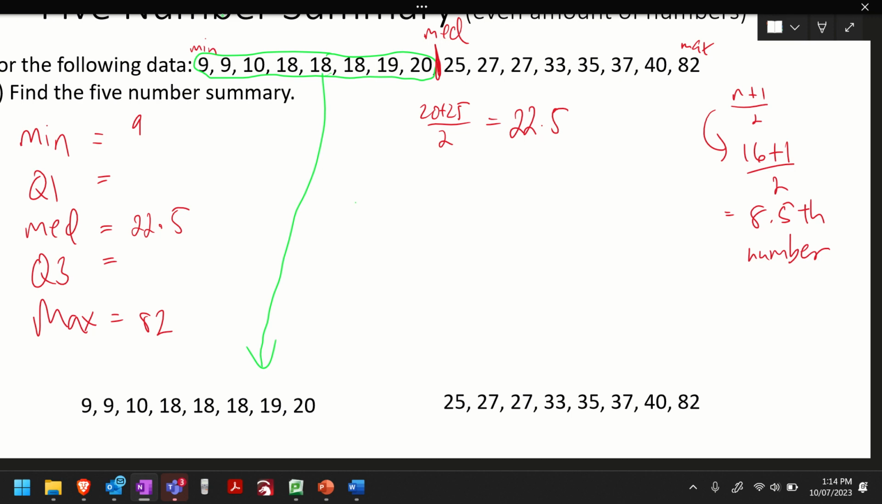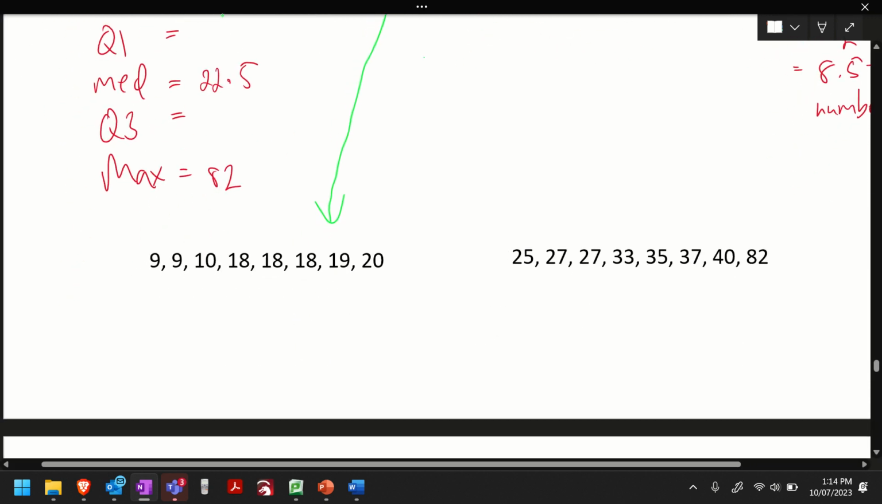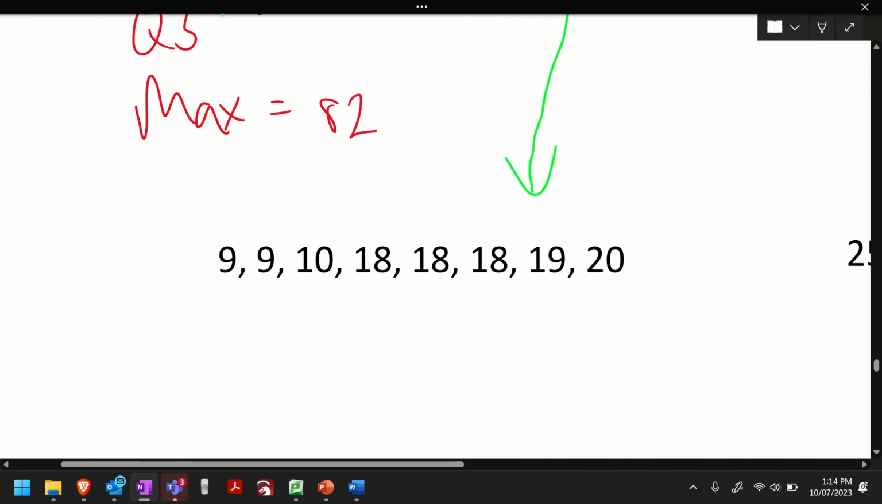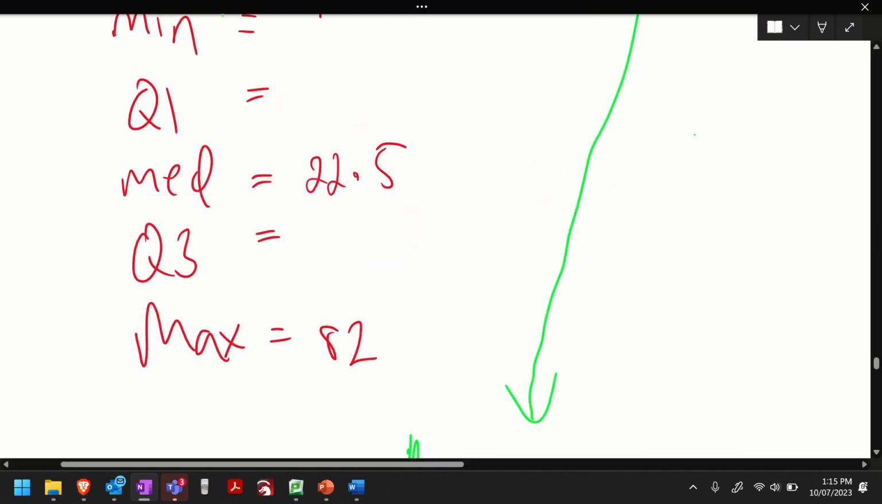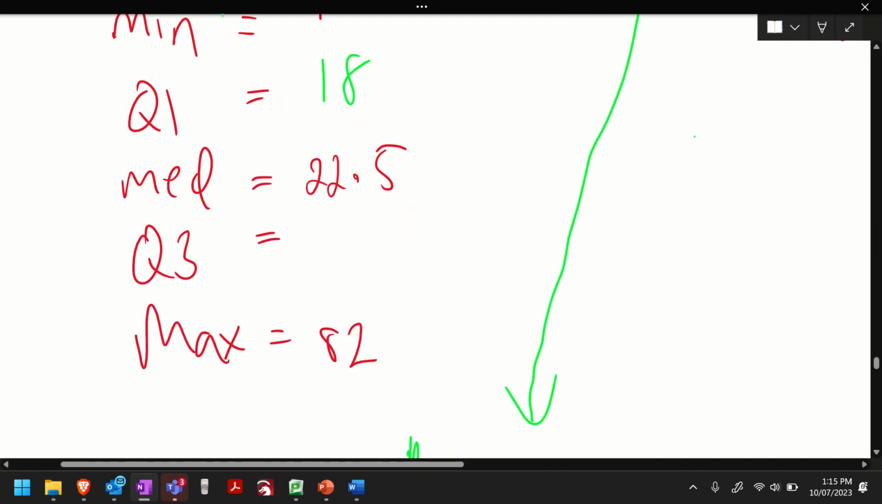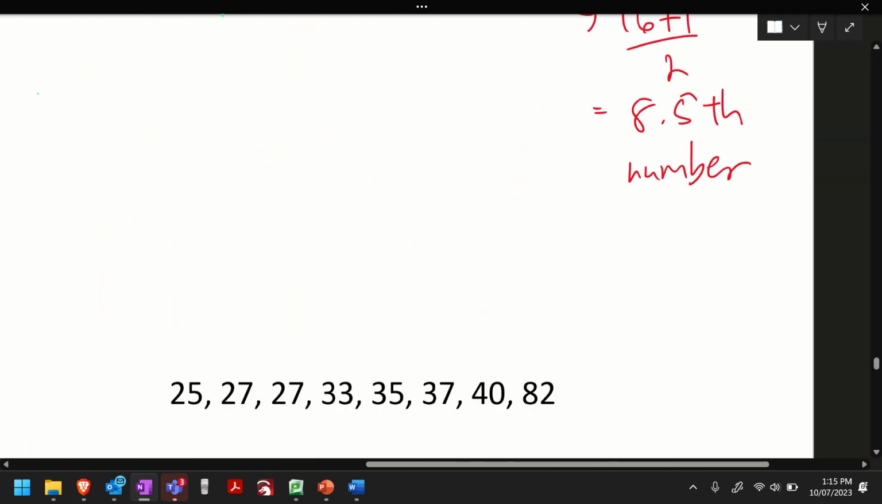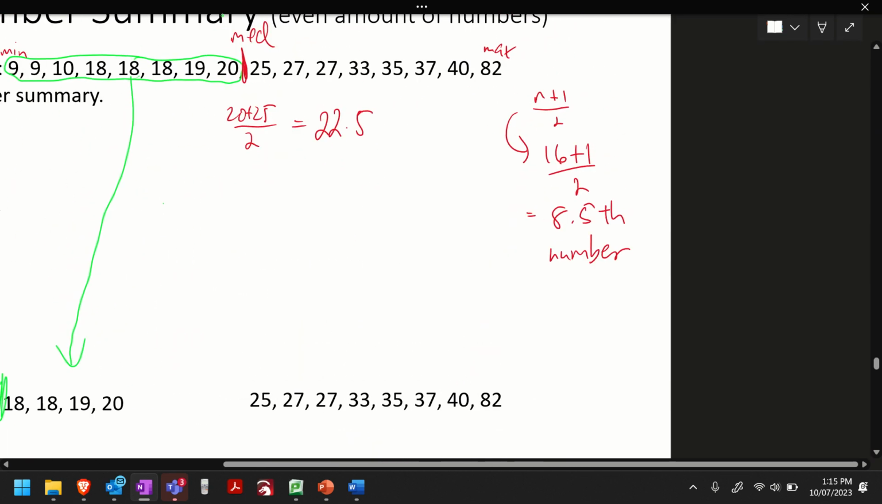I'm going to ask Lizzie, what's the Q1 then? With this data set, where's the Q1? Where's the middle number? Between 18 and 18. What's between 18 and 18? 18. Easy. Other one might be a bit trickier.